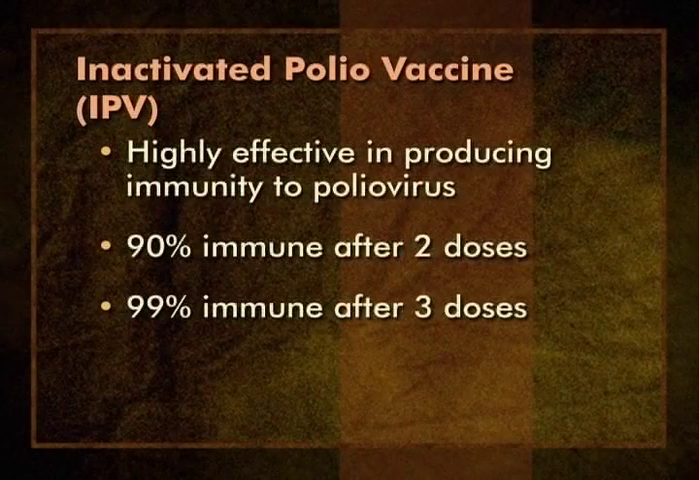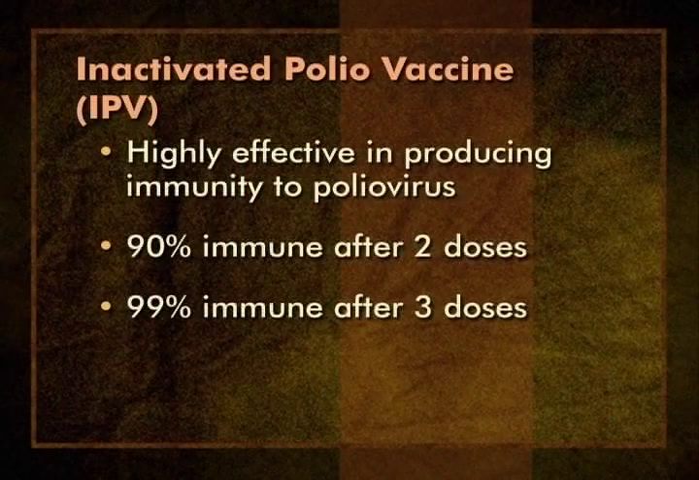OPV continues to be used extensively throughout the rest of the world and will eventually be the vaccine that eliminates polio from the planet. But OPV no longer plays a direct role in polio vaccination policy in the United States. So the remainder of our discussion will concentrate on the use of inactivated polio vaccine.